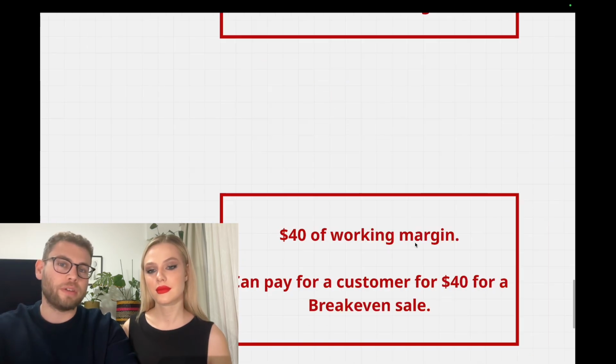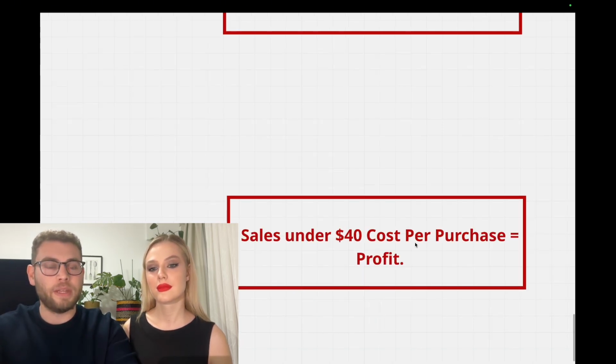For example, this is going to provide us with $40 of working margin, and this means that we can pay up to $40 for a customer and at least break even on the sale. And this in turn means that if we can get customers below a $40 cost per purchase, we're actually going to make a profit on the sale.